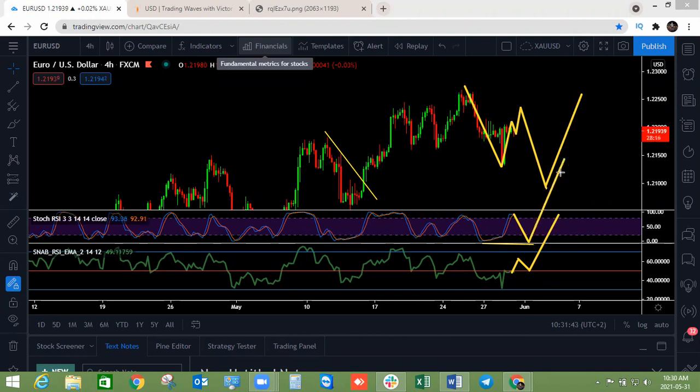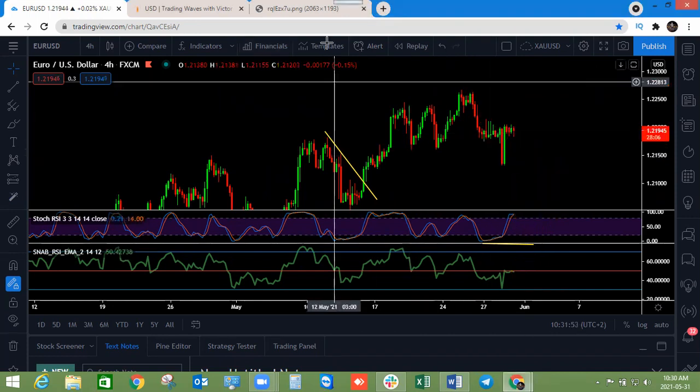That is the combination for all the indicators that we look at. That is structure and the indicators. That is what confirms for us when the trade is ready. So this is what we're going to be looking for.